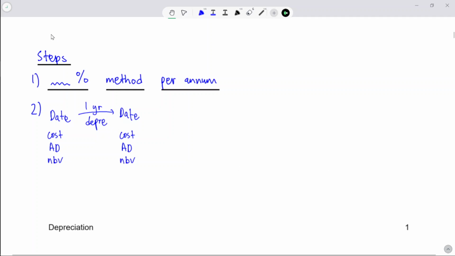Okay, the steps will be: first thing I underline percentage, underline method, underline the per annum. Then you need to draw down the format.